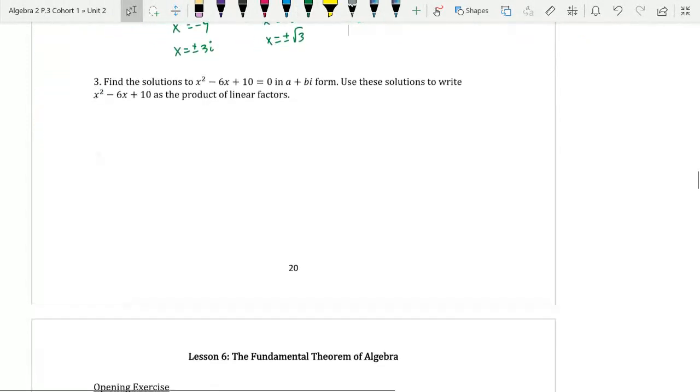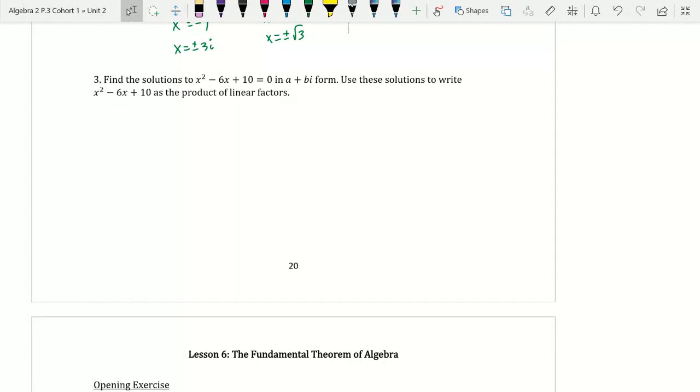Number 3 says find the solutions to x squared minus 6x plus 10 equals 0 and use these solutions to write this as a product of linear factors. So it tells us the equation, but that's not factorable. There's nothing that multiplies to 10 that would add up to negative 6. So we have to jump right into the quadratic formula here, right? So I have x equals 6 plus or minus the square root of negative 6 squared minus 4 times 1 times 10, all divided by 2 times 1, which is 2.